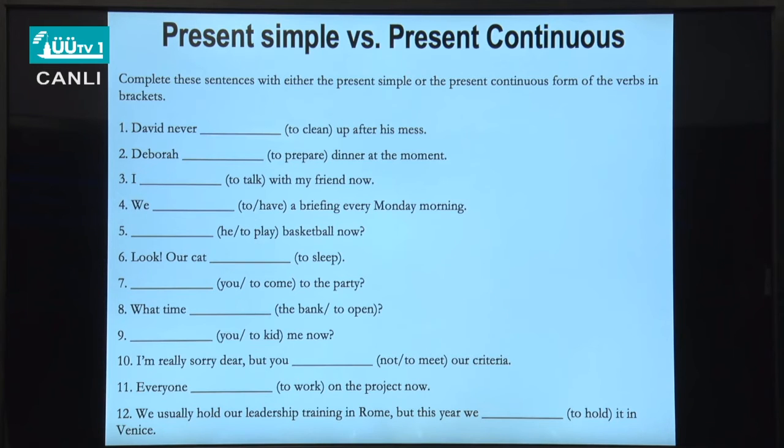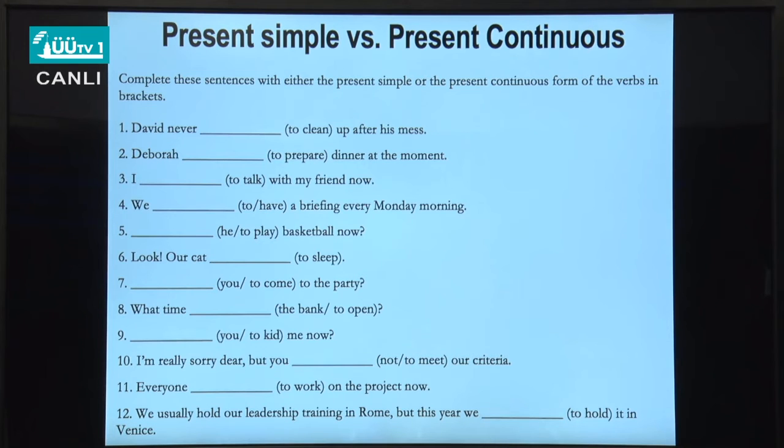Let's look at the second question. Deborah blank dinner at the moment. We have a clue word here. When you see at the moment, it means present continuous tense. Again, we use am, is, are. Deborah is preparing dinner at the moment.